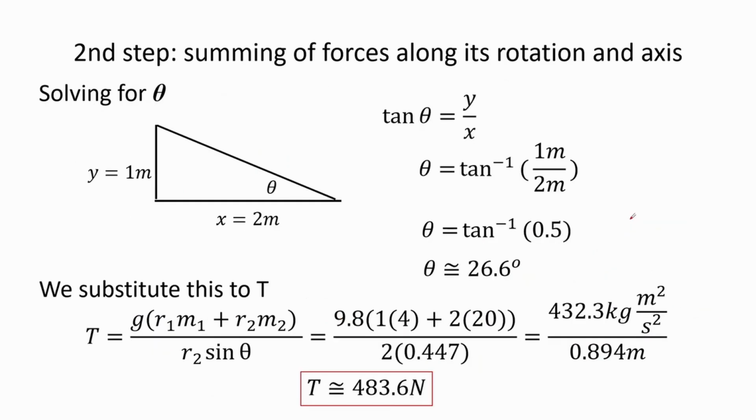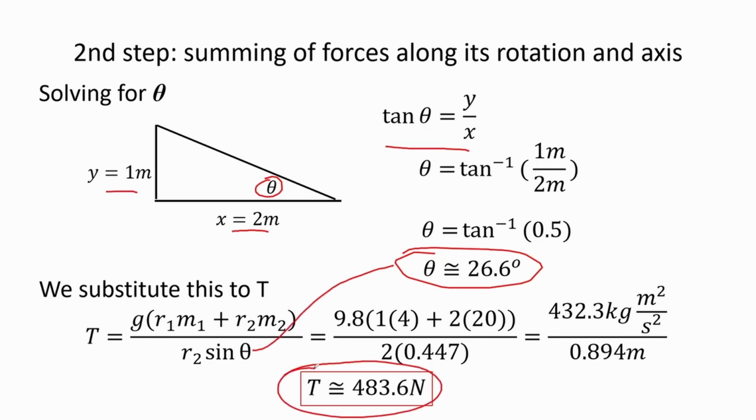To solve for the angle theta we simply examine the figure and see that it can be solved using the lengths that are present in the problem. By applying the tangent function we can obtain the value of theta. So, theta is the inverse tangent of the ratio of 1 meter over 2 meters, which yields a value of theta close to 26.6 degrees. We then substitute this value into the expression we got earlier and we see that the tension experienced by the wire holding the rod in equilibrium is around 483.6 newtons.